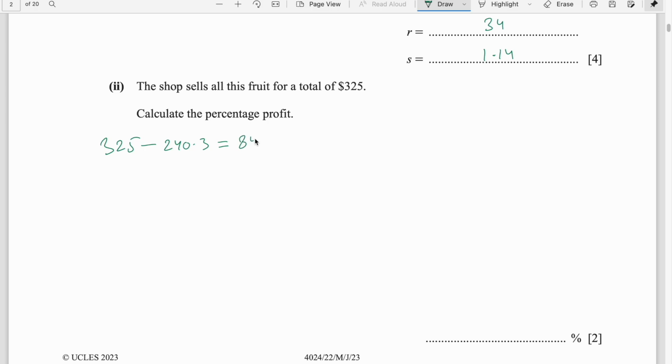So made a profit of 84.7, and percentage profit will be 84.7 by 240.3 times 100, which is 35.2%.